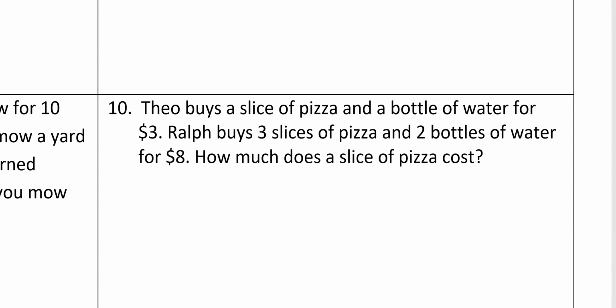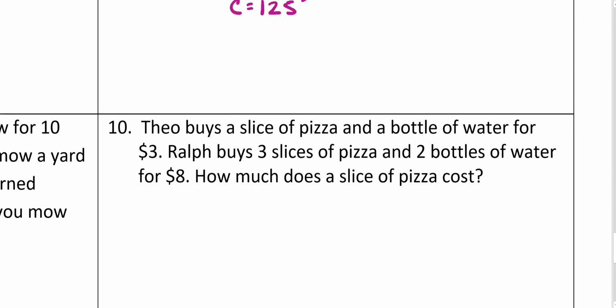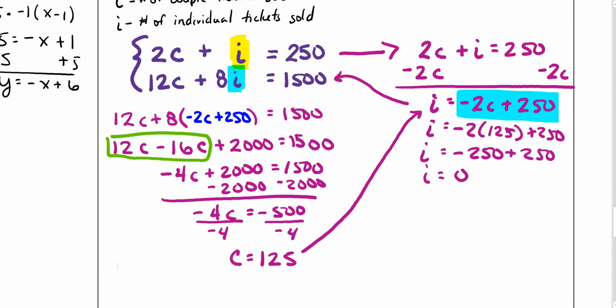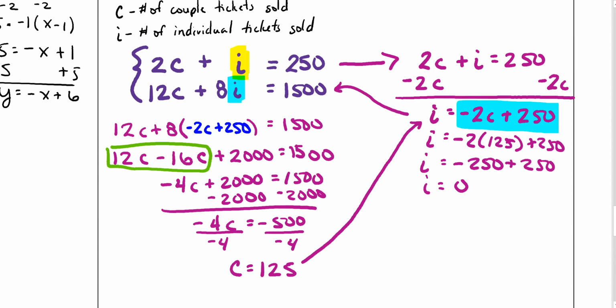All right, number 8. Hopefully you're ready for your answer. If not, pause it and finish up. Here is the answer to number 8. So, you should have got C equals 125 and I equals 0. Now, if you didn't, double check your work. I noticed I solved for the yellow I, plugged in, and solved.